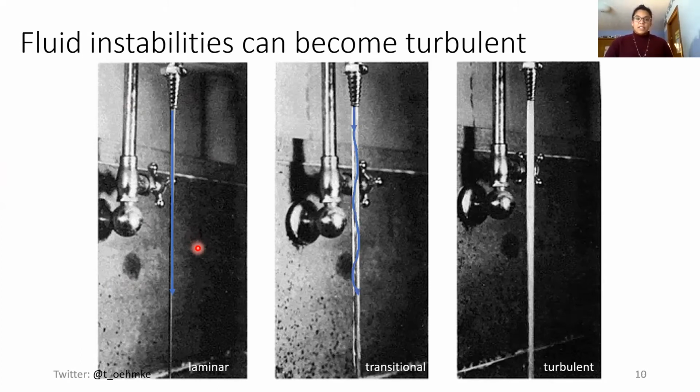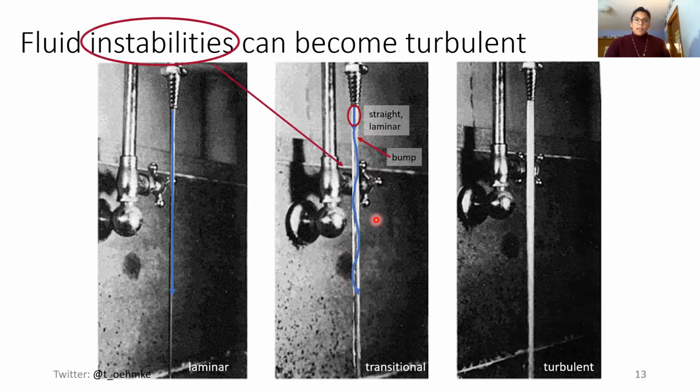And then if we open the sink a little bit more, we might have something that is transitional flow, which is this middle panel. This transitional flow normally starts with a straight laminar portion, but then somehow it's bumped and perturbed, and it ends up with this unsteady portion here. This unsteady portion is what we call an instability. And this is what the transitional flow looks like.